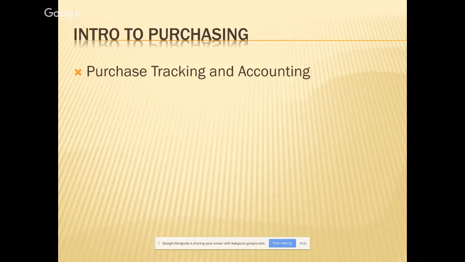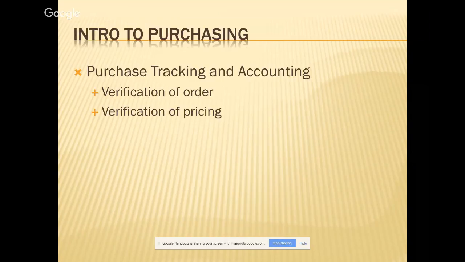Into purchase tracking. So why do we track purchases? Well, importantly, so that we don't pay invoices which we shouldn't, or we pay the right amount on invoices. And so that we can also track what it took to build the project when we wanted to do it. So verification of the order is to ensure that it was ordered, and in fact, the order was what we wanted. And verification of the pricing, which is making sure that the price is being charged what we agreed to when we first purchased it.